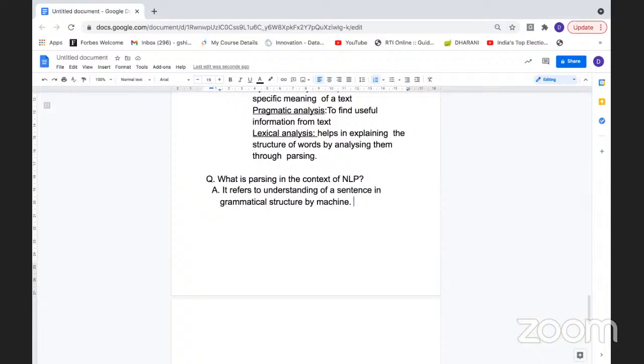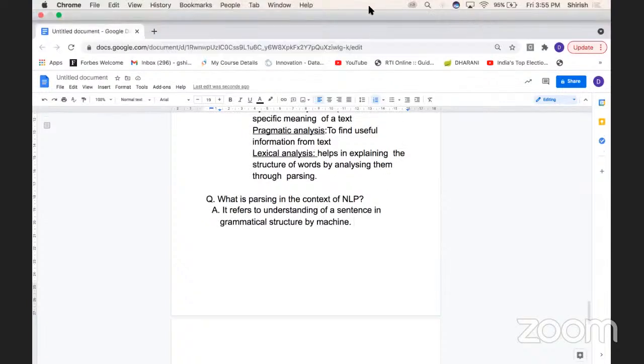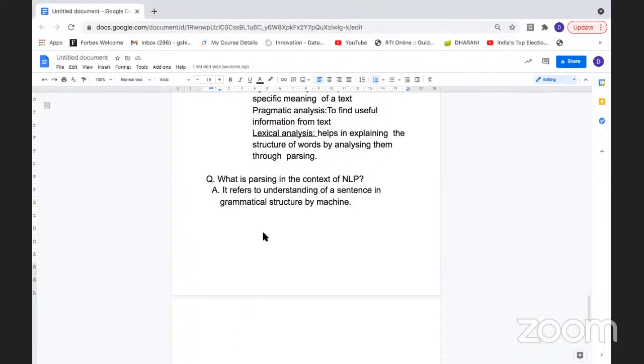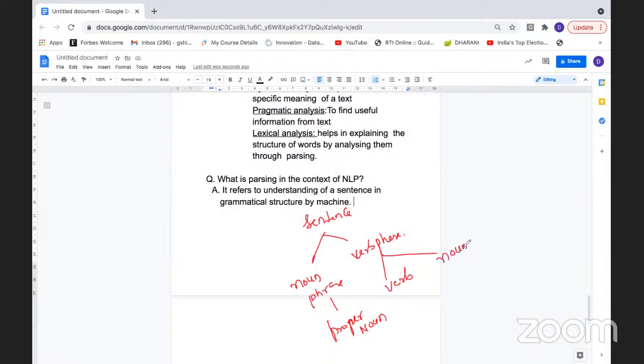Right? So if at all you write one particular sentence, I'll write it like this. I have a sentence. A sentence can be divided into a noun phrase and a verb phrase. Then this noun phrase is divided into a proper noun, and this into a verb and a noun phrase.